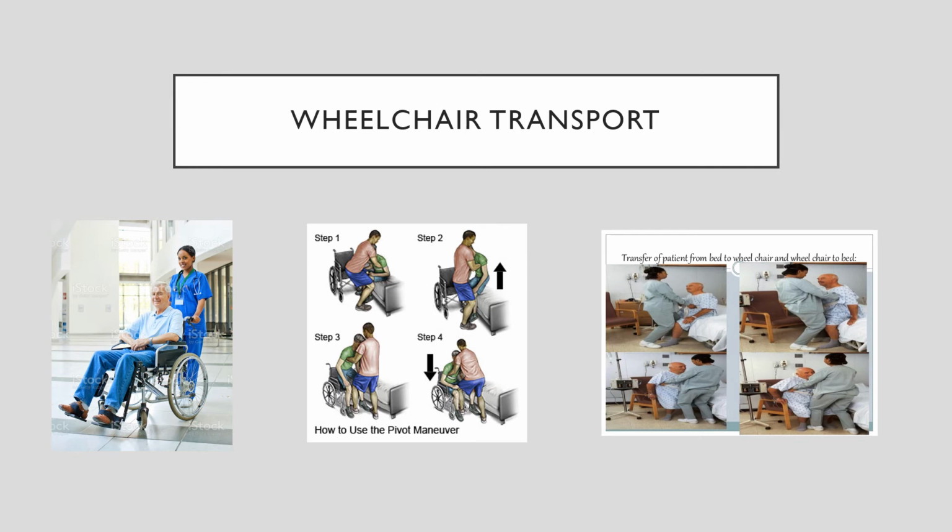Now, if we're going from a wheelchair to the bed, it's basically the same thing. We want to lower the bed as low as it will go so that it is easier. All right. So then we're going to use the reverse steps and we're going to get them standing up and transfer them over to the bed. A lot similar to what we just talked about before.